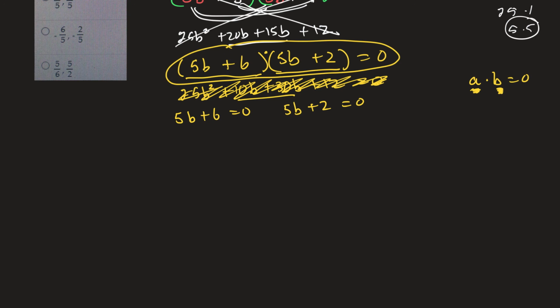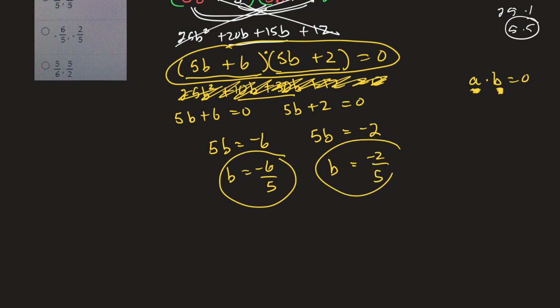Now, solving the left one, I'll subtract 6 on each side, and then I'll divide both sides by 5. On this one, I'll subtract 2 on both sides, and then I'll divide both sides by 5. So there's my answers, b equals minus 6/5 and minus 2/5. All right, hopefully that helps you go through solving one of those equations.